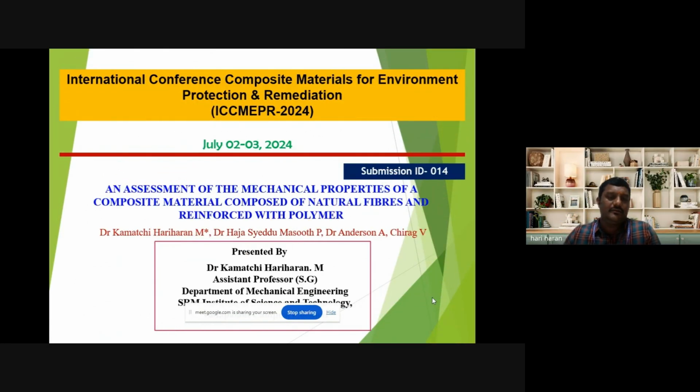Yeah. Good evening, everyone. Myself, Dr. Kamatchi Hariharan, working as an assistant professor in the Department of Mechanical Engineering, SRM Institute of Science and Technology, Chennai. So basically, my research is all about corrosion studies in nickel-based superalloys, and this is my first attempt on the composite material side. And my paper title is an assessment of the mechanical properties of a composite material composed of natural fibers and reinforced with polymer.